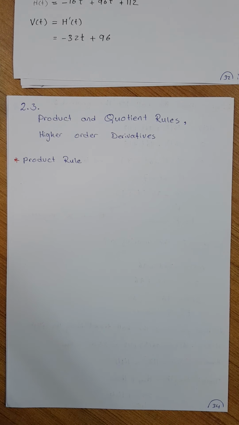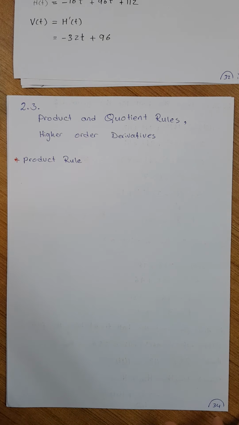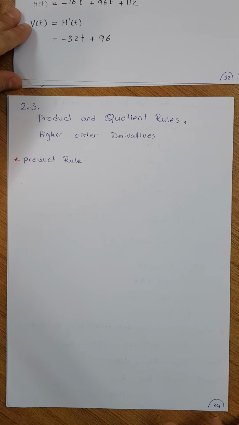We are starting with section 3 of chapter 2, that is product and quotient rules. And also we have got another notion later, that's higher order derivatives. You're already familiar, we have already studied the differentiation rules from the first and second section of chapter 2.